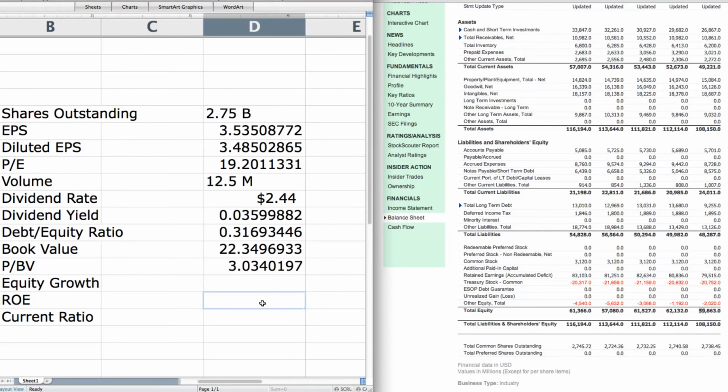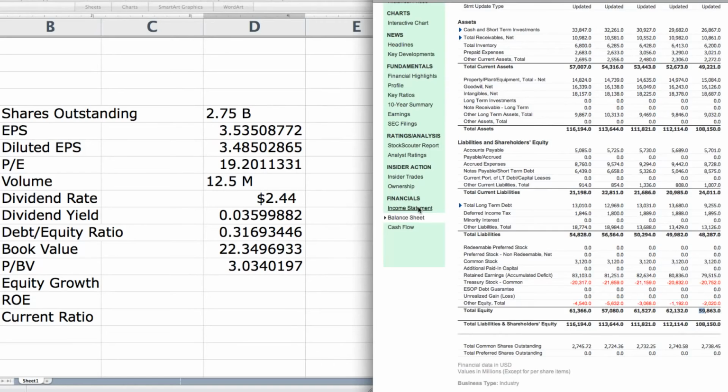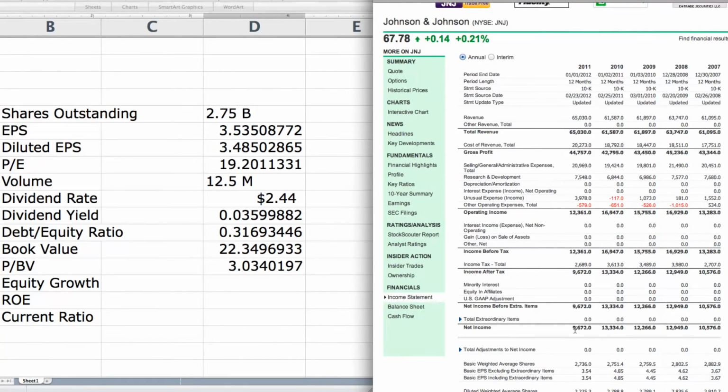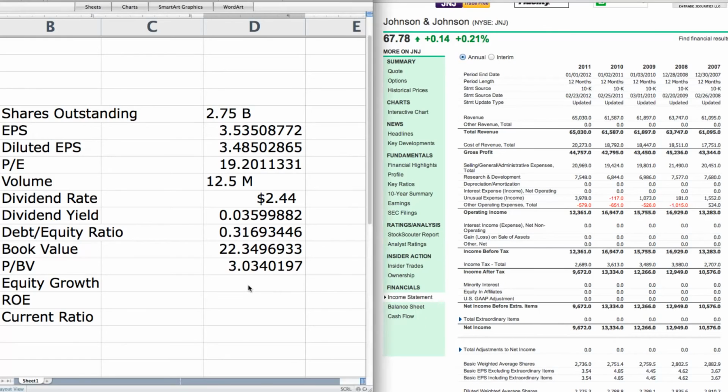Okay, so the return on equity, one of Warren Buffett's favorite numbers, which you guys just recently saw a previous lesson about. How this number is calculated is you're just going to take the net income and divide it by the equity. So let's go ahead and find the net income for Johnson & Johnson by going to the income statement. When we pull that up, we scroll down and look at the net income, which is right here at 9.6 billion.